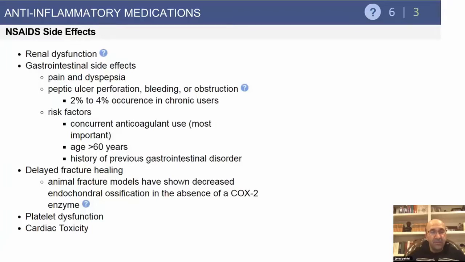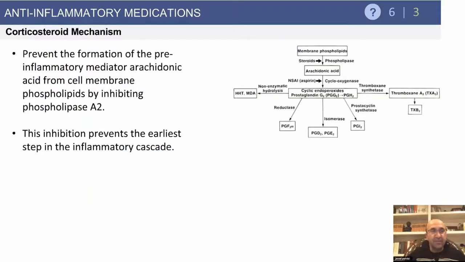Side effects we talked about. They may also result in delayed fracture healing. Nothing has been shown in terms of their effect on osseointegration, although that has been considered to be one of the problems that exist. Finally, corticosteroids. They work through reduction of cytokines and interleukins. They prevent the formation of pro-inflammatory mediated arachidonic acid, and this inhibition prevents the early step in the inflammatory cascade.